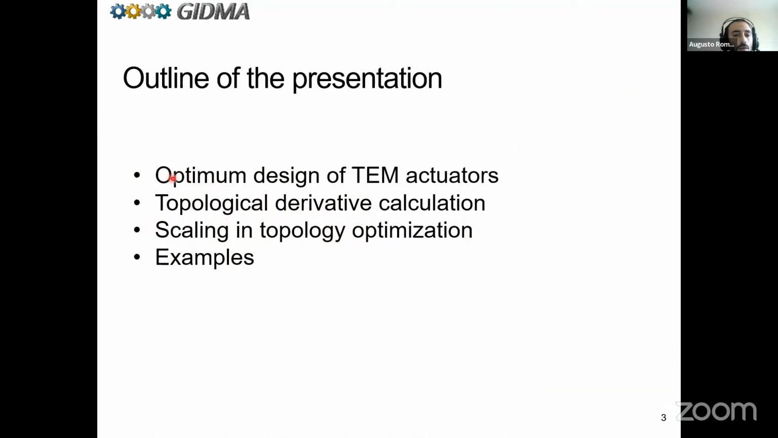So what I want to talk about in this presentation is, first, an introduction of the theoretical framework for designing TEM actuators. And then, since we employ topological derivatives to guide the topology optimization process, I want to discuss its derivation and calculation for the problem at hand. Then I will give some comments about scaling optimization and why it is beneficial, particularly for multiphysics problems. And of course, finally I will give some examples.